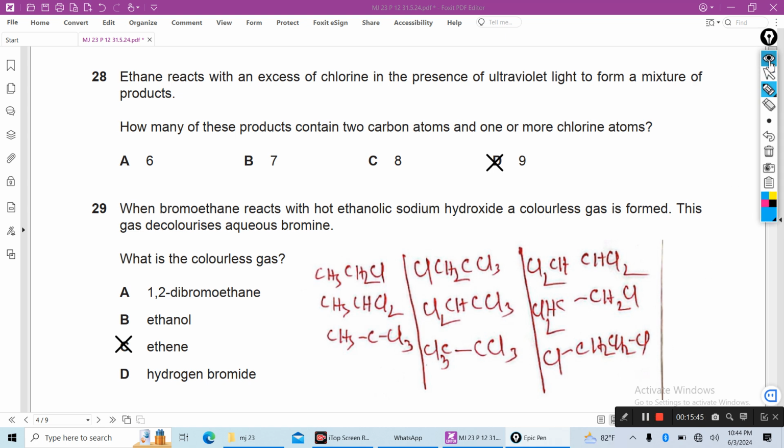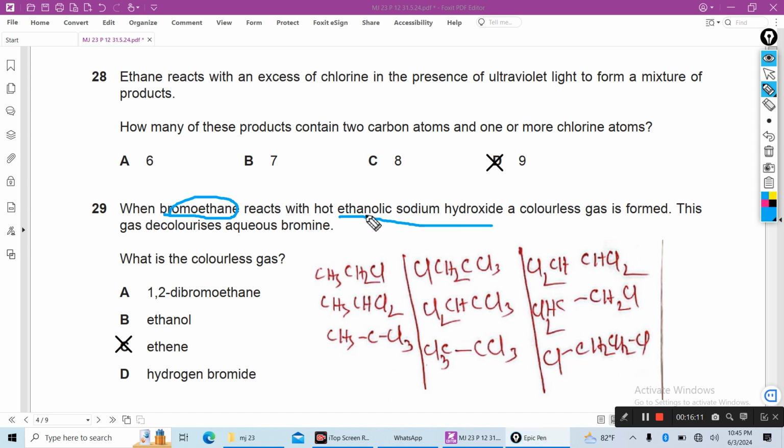Now 29. When bromoethane, a haloalkane, reacts with hot ethanolic sodium hydroxide, a colorless gas is formed. This gas decolorizes aqueous bromine. That means an alkene is produced. A haloalkane reacts with ethanolic sodium hydroxide, an alkene is produced.